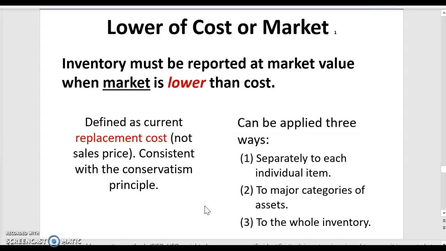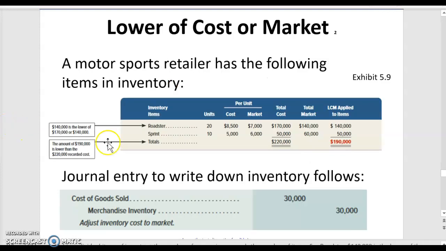We can do this in one of three ways: separately to each individual item, by major categories of assets, or to the whole inventory. Here's an example. A motorsports retailer has the following items in inventory. Let's look at the things that they have. The total cost was $170,000 of the Roadster. The Sprint was $50,000. Today, the market value of those is $140,000.